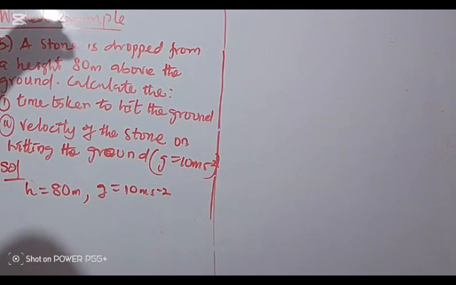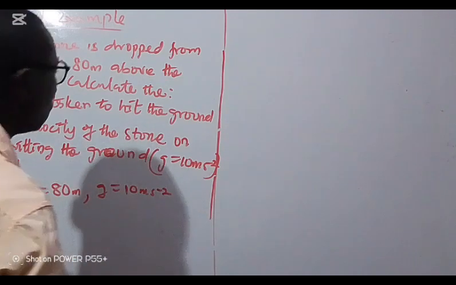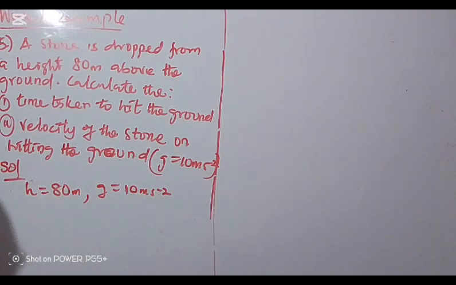The height is 80 meters. We have to calculate the time on hitting the ground. So our formula remains the same without wasting our time. As you know, the three formulas are always the same. But which one will be suitable to solve this one now? That will be equation 2.